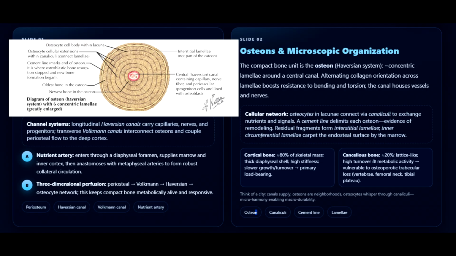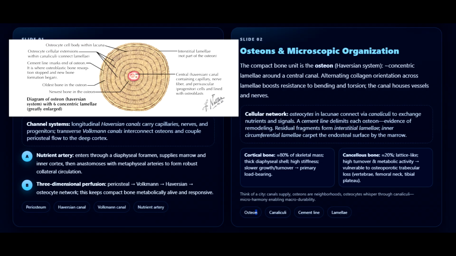The central canal houses a capillary, a nerve fiber, and supporting cells, while the lamellae are made of collagen fibers aligned in alternating orientations, which greatly increases strength. Between these lamellae sit osteocytes, the mature bone cells, each within its own lacuna. They extend tiny cytoplasmic processes through channels called canaliculi, connecting cell to cell in a living communication network. This allows nutrients, waste, and signaling molecules to pass between osteocytes, ensuring that the bone behaves as a coordinated organ.